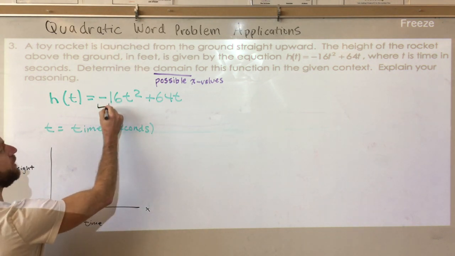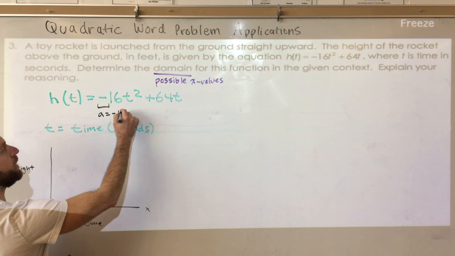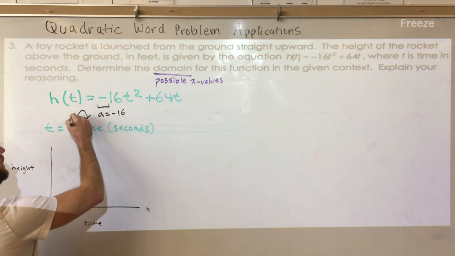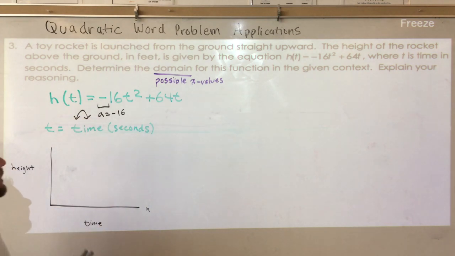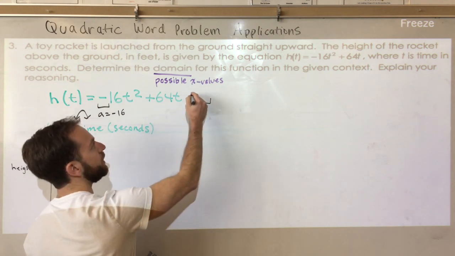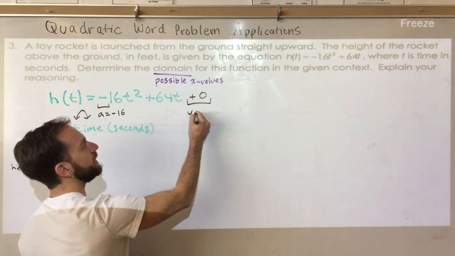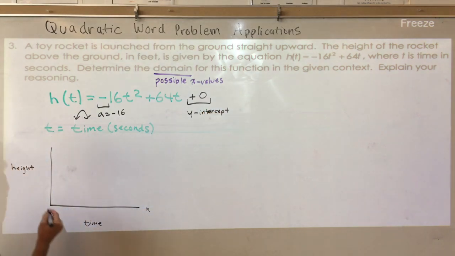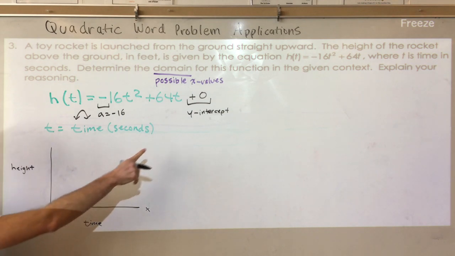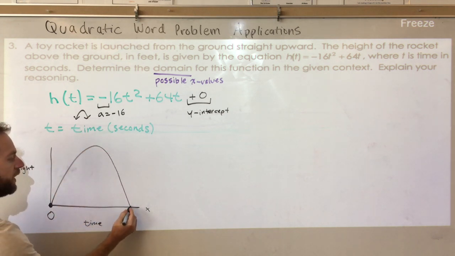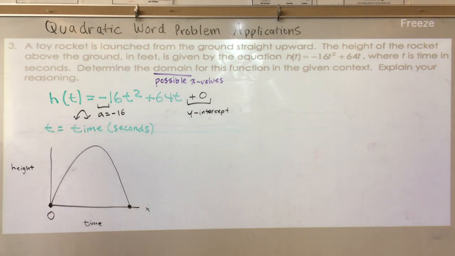We know that the a value is negative 16. Since it's negative, it's going to be concave down. We also know that the c value isn't there because there's no constant, so it must be 0, which means that the y-intercept is at 0. So we know it starts right here because of the y-intercept. And then we know that it's going to look something like this. And at some point, the toy rocket is going to hit the ground.